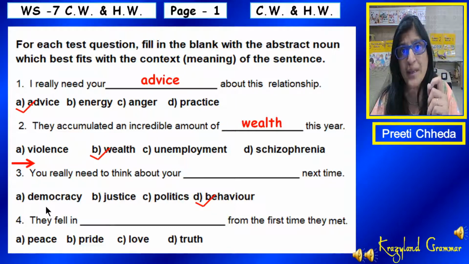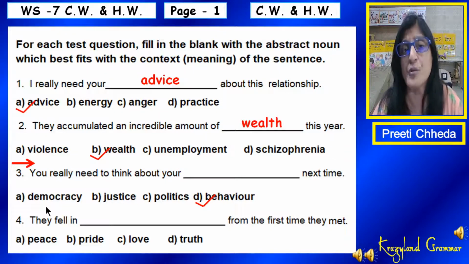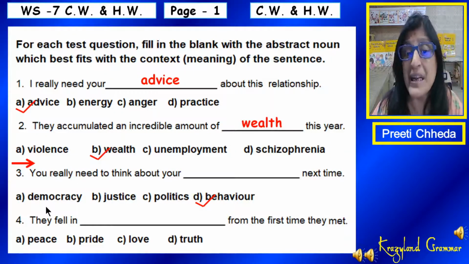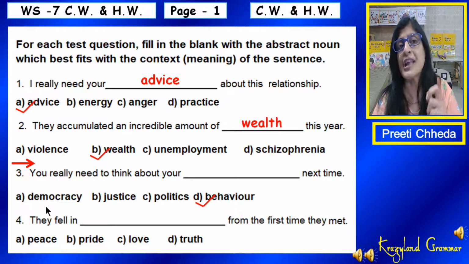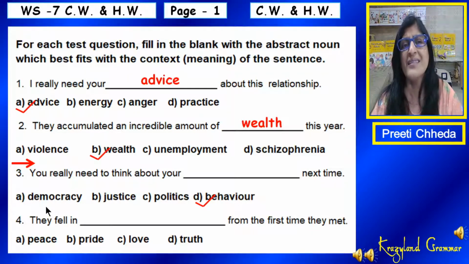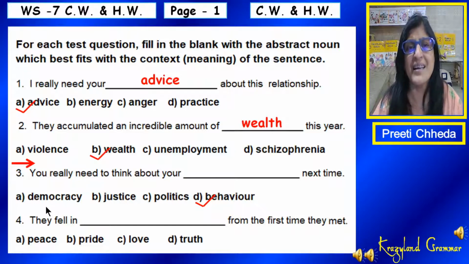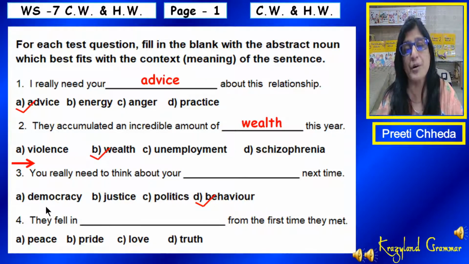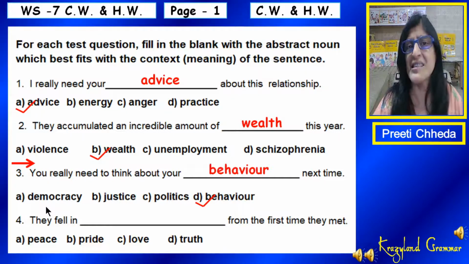So when you are doing the answer, when you are ready, try to put each word in when you are confused, so that you get the clear meaning of it. So I purposely did not tell you the meaning of democracy, because all of you must know that India is a democratic country and we are following democracy. Okay, so your answer is behavior.